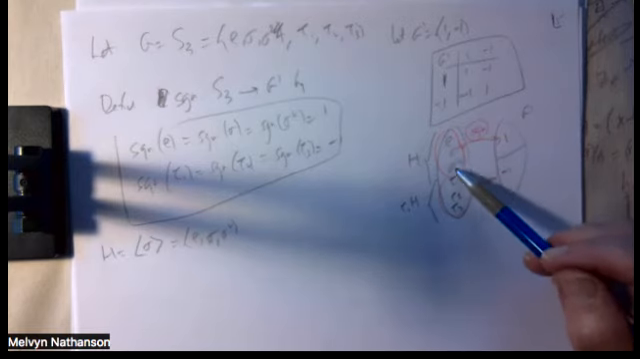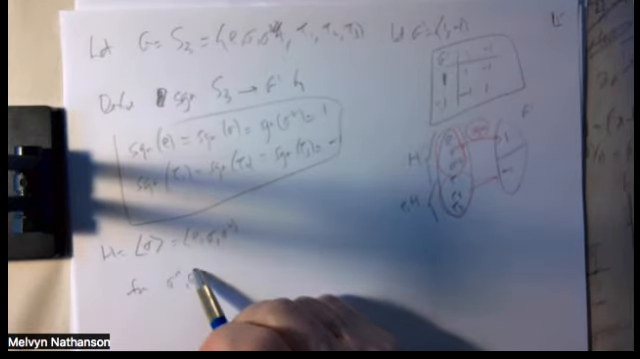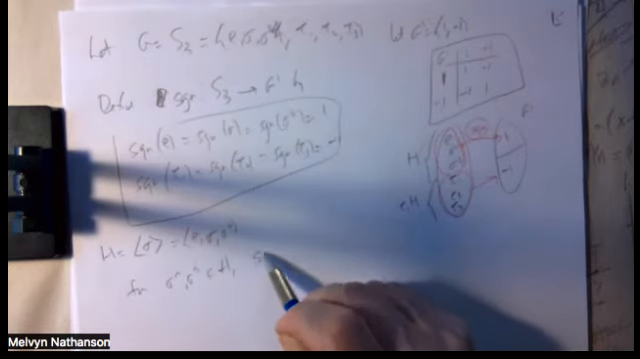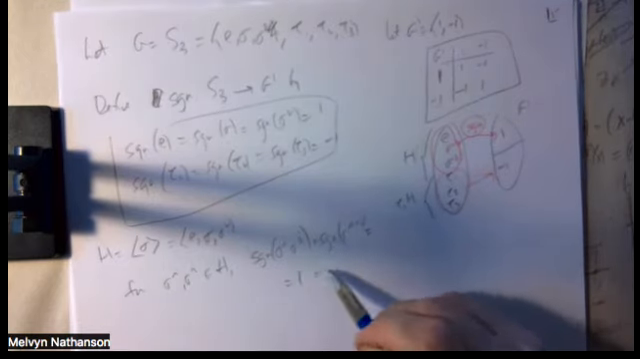And this set is closed under multiplication. So if I take the sign of any product of these two things, it's 1. So for sigma^i, sigma^j in this subgroup H, the sign of sigma^i times sigma^j is the sign of sigma^(i+j). That's just another element in here. That's equal to 1, which is the sign of sigma^i times the sign of sigma^j.